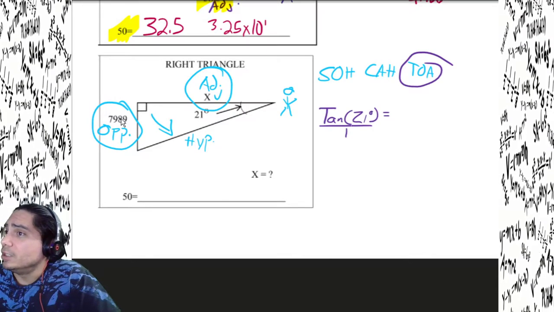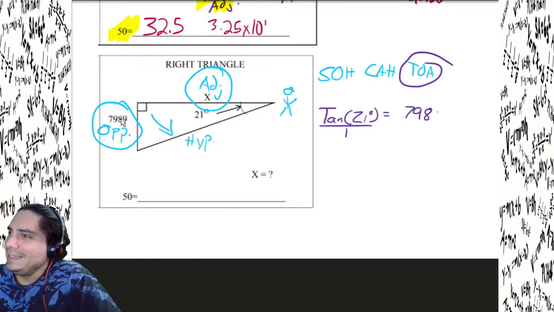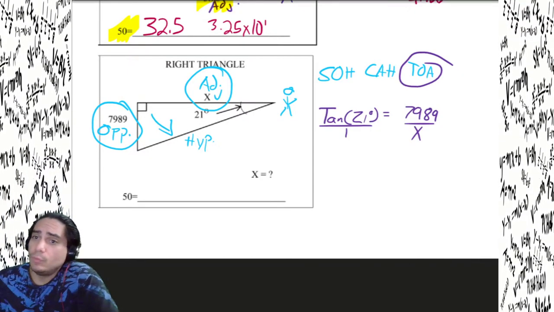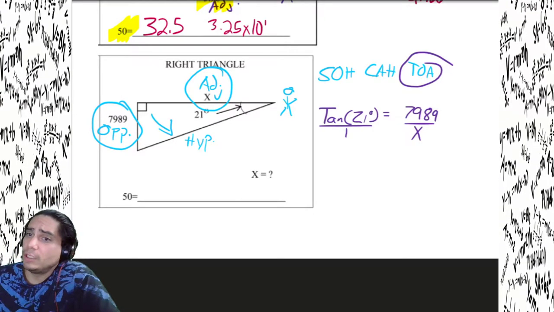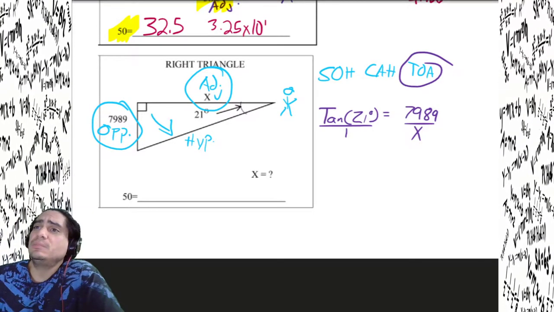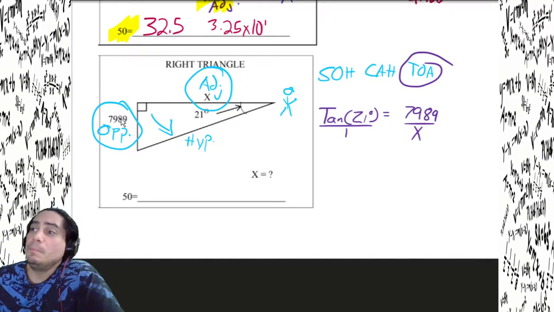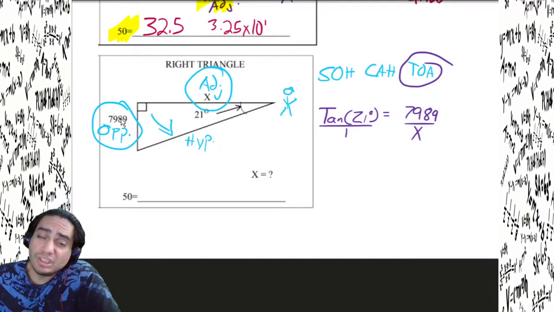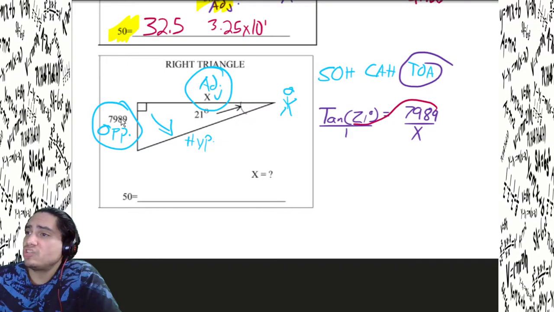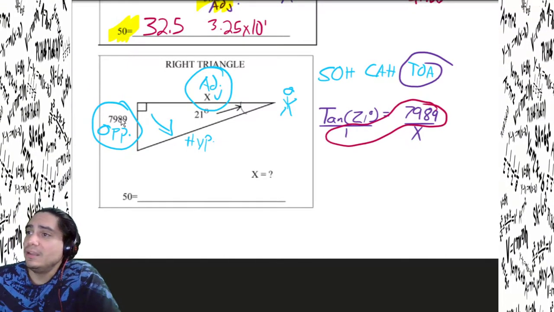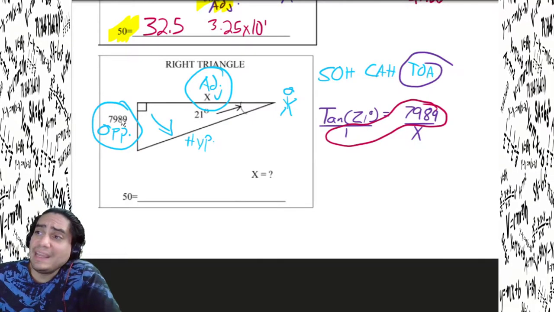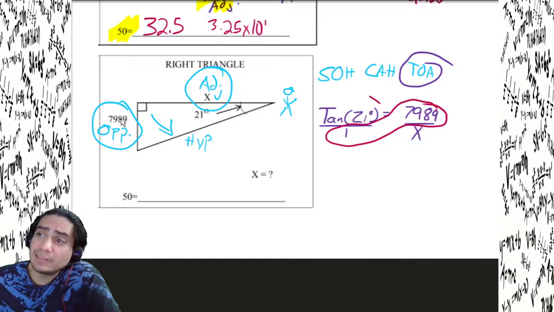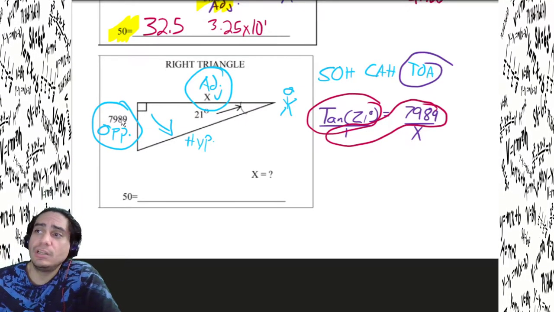The opposite here is going to be 7989, and we're going to put that over x. And this is exactly what I'm talking about. We might need to use that one right here. Some students look at this and immediately think of it as a proportional relationship. And for some students, the easiest way to do proportion is to cross multiply and then divide. But notice we're going to start with 7989, multiply it by 1, and then divide this answer by the tangent of 21 degrees.